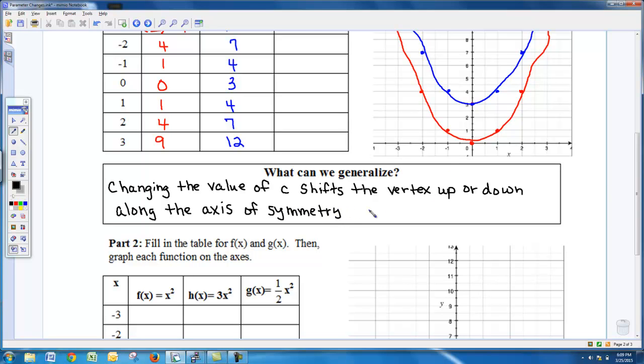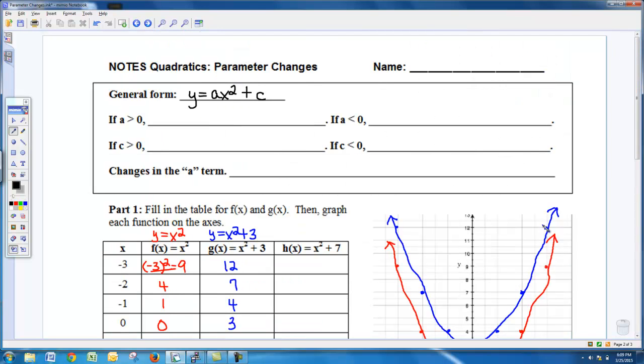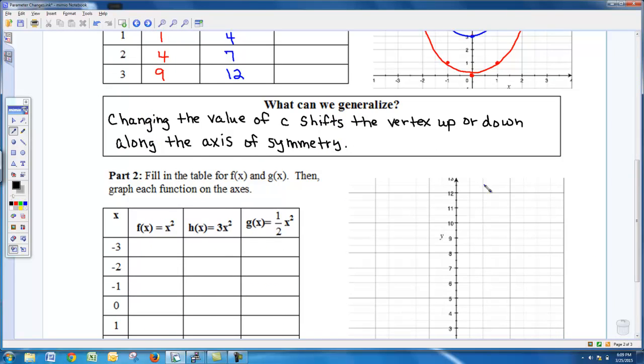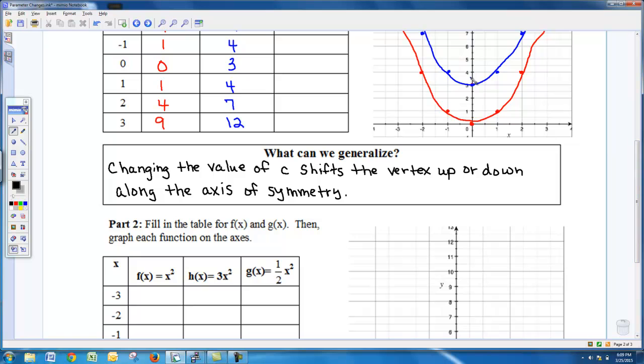Okay, in our example, we added 3 to the parent function. So we could see that the vertex shifted up 3 units along the y-axis. The y-axis in this parabola is the axis of symmetry. What do you think would have happened if we subtracted 3? Well, what would have happened is the vertex would have shifted down 3 units along the y-axis.